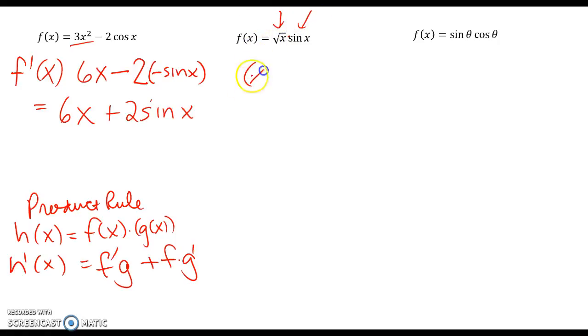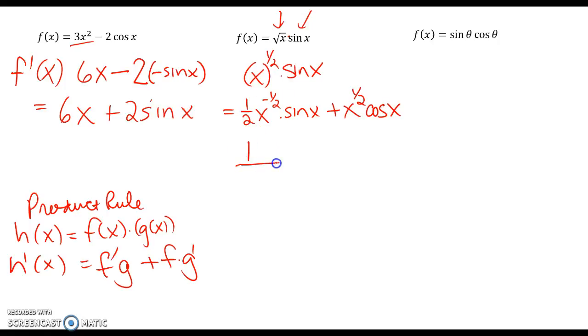But I like to write f as x to the 1/2. So this is what we'll start with. So the derivative of f, 1/2 x to the negative 1/2 times g plus f times the derivative of g. The derivative of sine is cosine. Now let's see how we could simplify that. We have this 1/2. This x to the 1/2 can come into the denominator. Then we have this sine x plus, rewrite that. There should be our answer. All right, so that's our product rule.